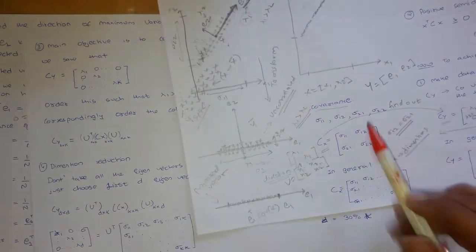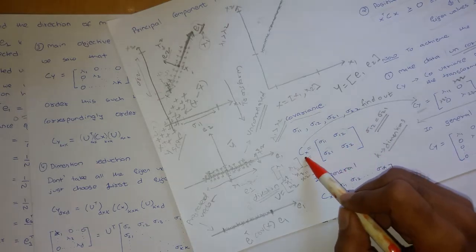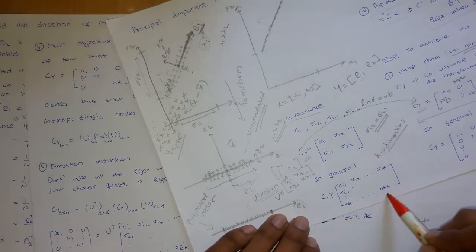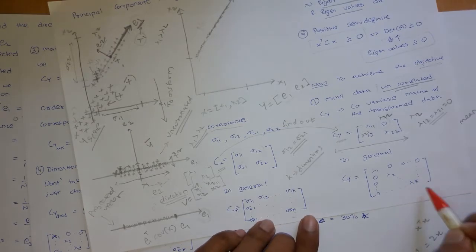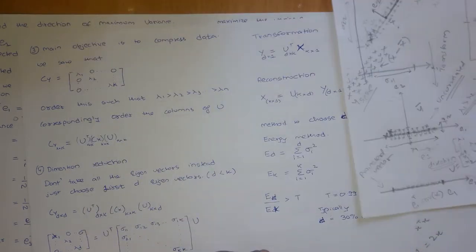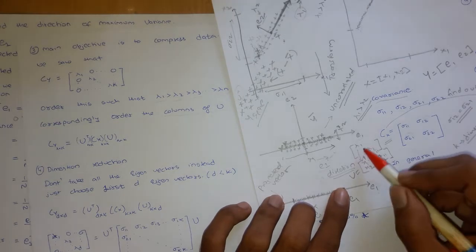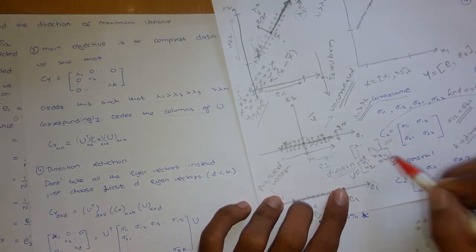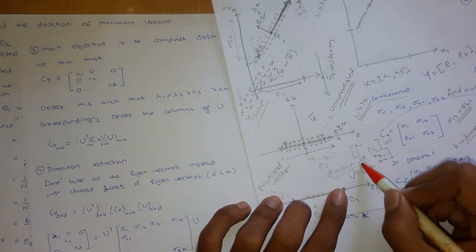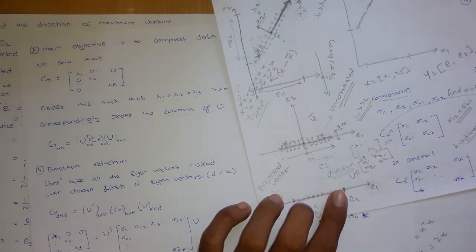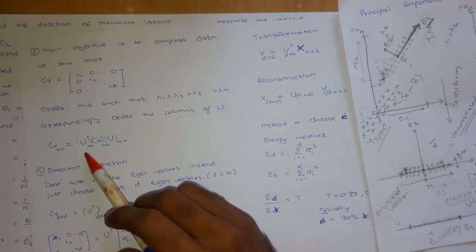Now you can see that covariance matrix X will be K cross K, covariance matrix Y will be K cross K, and U will also be K cross K. If suppose there are n eigenvalues, there will be n columns of eigenvectors, and all of them will have n components. So all of these are K cross K.